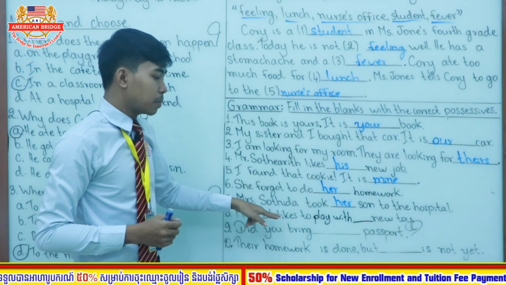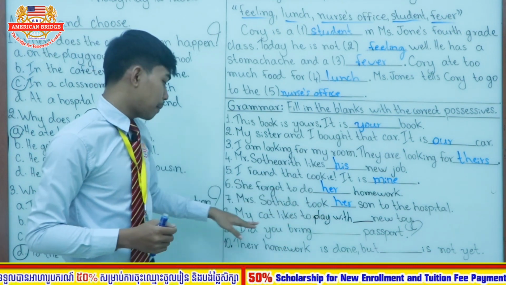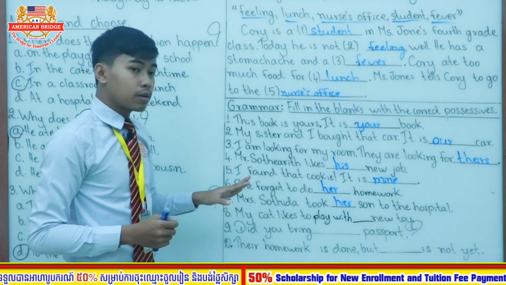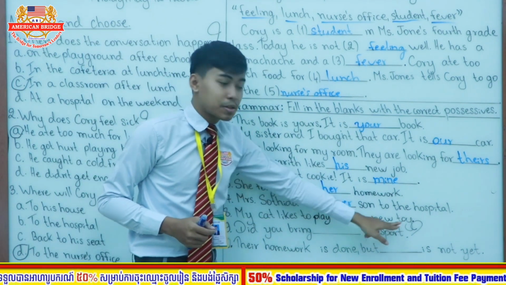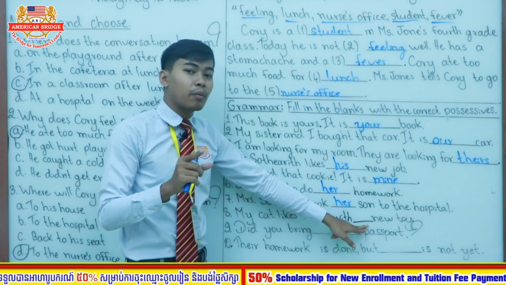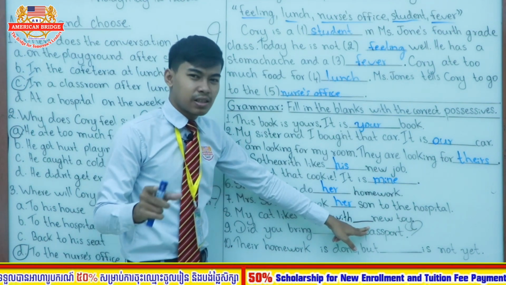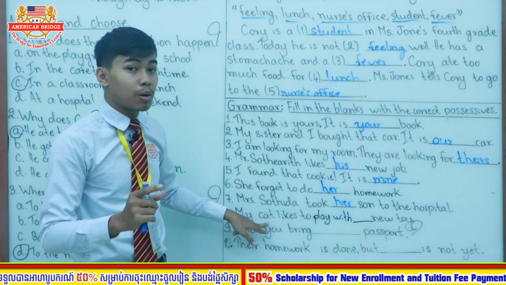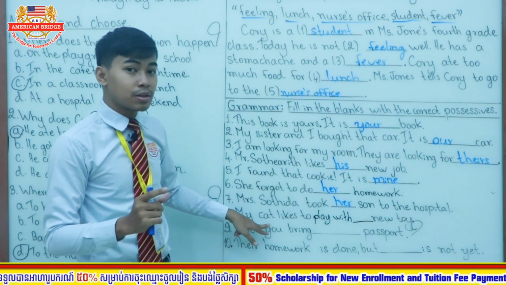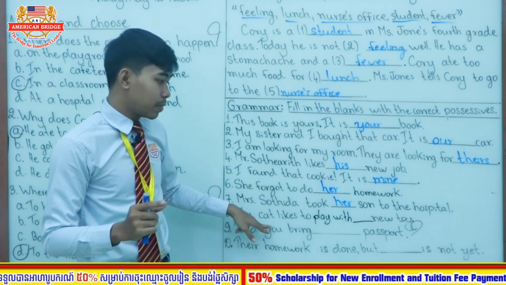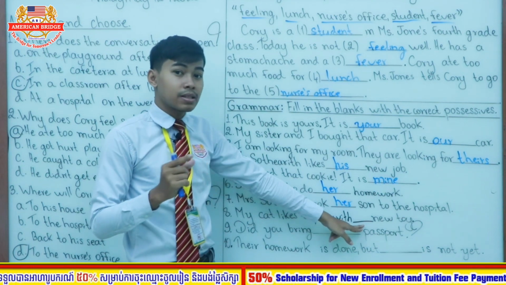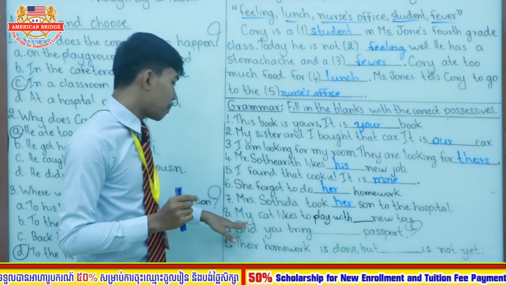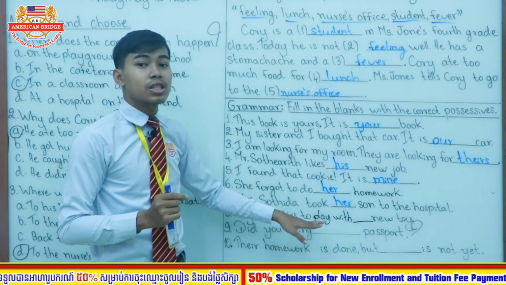Let's go to number 8. My cat likes to play with blank new toy. So here you see new toy, this is the noun, right? So it means that this blank you have to complete with the possessive adjective. Here the subject is my cat. My cat refers to an animal. So for an animal or thing we have to use it, right? But because here you have to complete with the possessive adjective, it becomes its. So my cat likes to play with its new toy.